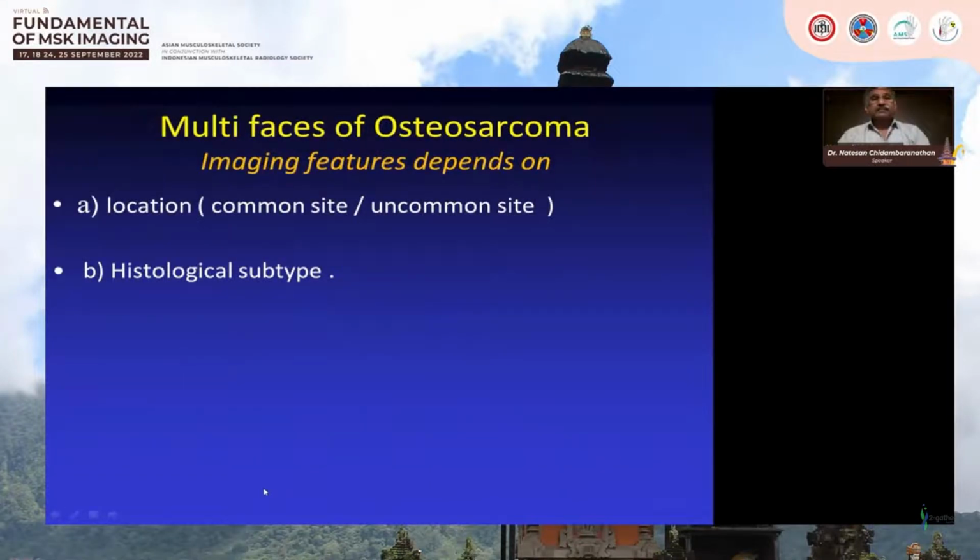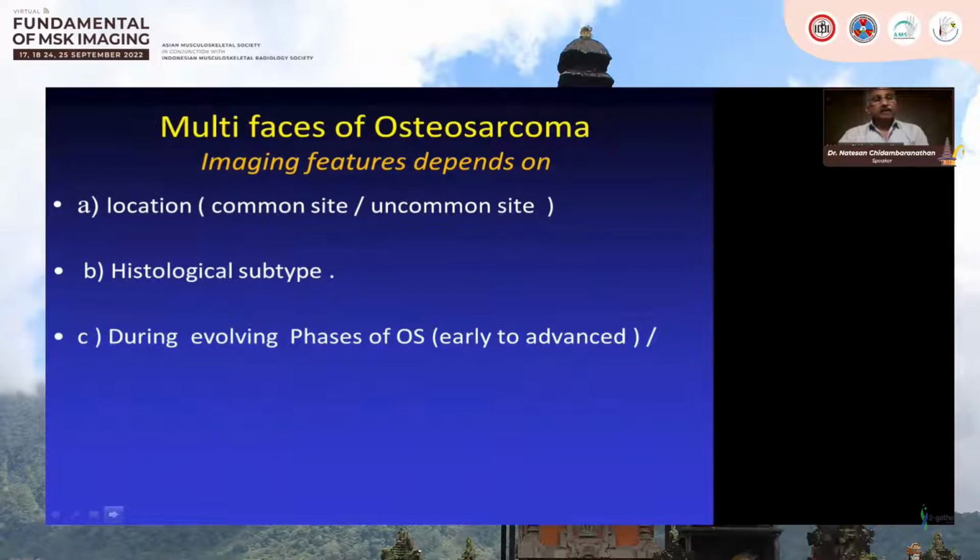So the imaging features often depend on the location, whether it is arising from a common site like a long bone or an uncommon site like a flat bone. The histological subtype will also quite often change the radiological feature. Again, the common osteoblastic variety as well as the osteolytic type of osteosarcomas occur, and some subtypes of osteosarcoma can have different features.